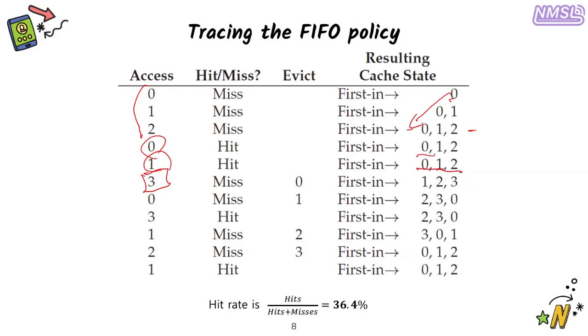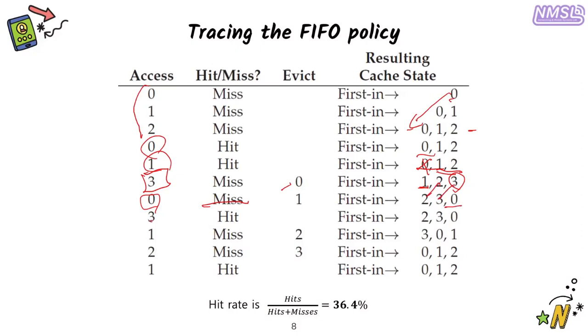So here the first in was 0. So you simply kick this out. Now 1, 2 moves forward, and 3 now enters the queue. Unfortunately, we kicked out 0 based on first in, and now we need to access 0. So this is a miss. So again, following the policy, 1 was the first in, so it gets out. 2, 3 moves forward. Now 0 enters back.